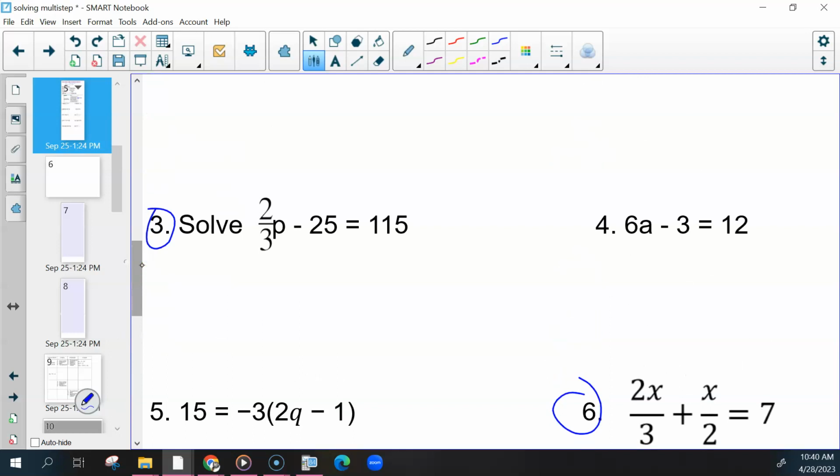So let's start with 3. We have to get P by itself. What would you suggest we do first? How would we get P by itself? We do that. We have 2/3 P equals 140. Now we gotta get rid of this 2/3. How would we do that?